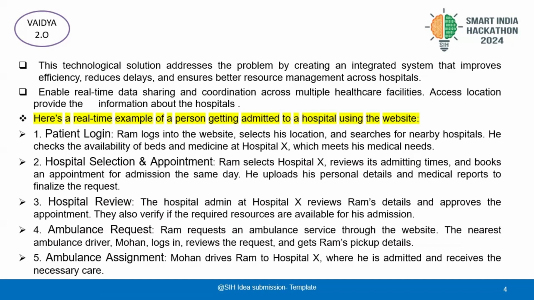The hospital admin at Hospital X reviews Ram's details and approves the appointment. They also verify if the required resources are available for his admission. Ram requests an ambulance service through the website. The nearest ambulance driver, Mohan, logs in, reviews the request, and gets the pickup details. Mohan drives Ram to Hospital X, where he is admitted and receives the necessary care.